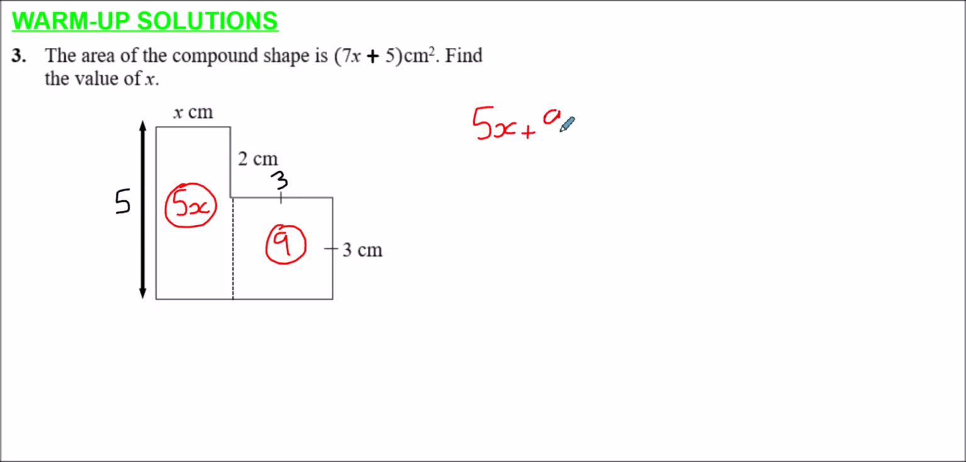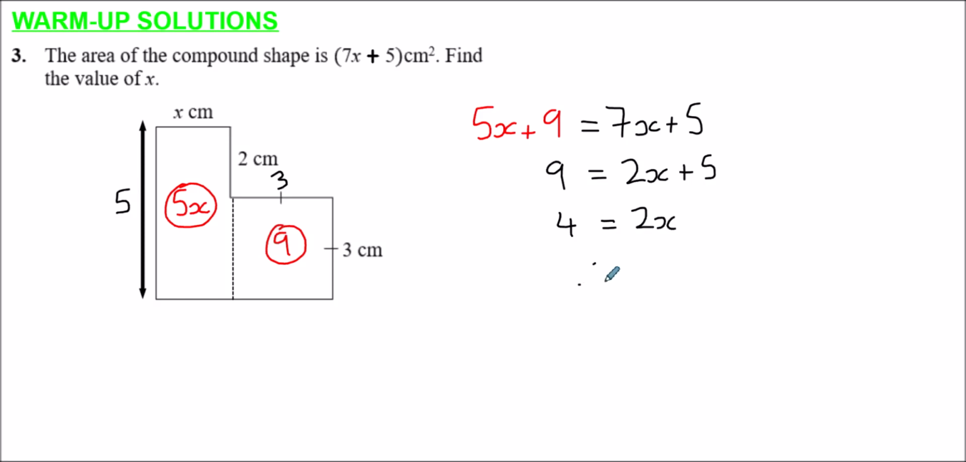But from the wording of the question, we're told that the area of the shape is 7x plus 5. And so this 5x plus 9 must be one and the same as 7x plus 5. We can then solve this equation in much the same way as we worked out question 1. So subtract 5x from both sides. We get 9 equals 2x plus 5. And subtract 5 from both sides, we have 4 equals 2x. Divide through by 2, therefore x must be 2.